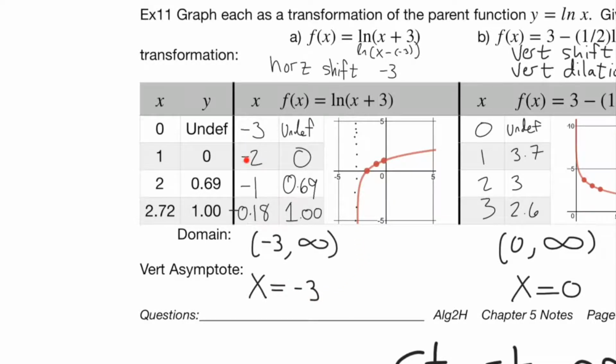It becomes -3 undefined, -2, 0, -1, 0.69, and -0.18, 1. It's basically these same y values, except they've been shifted over 3 units. The domain is not 0 to infinity, but -3 to infinity. The vertical asymptote appears at -3. That's where that is.